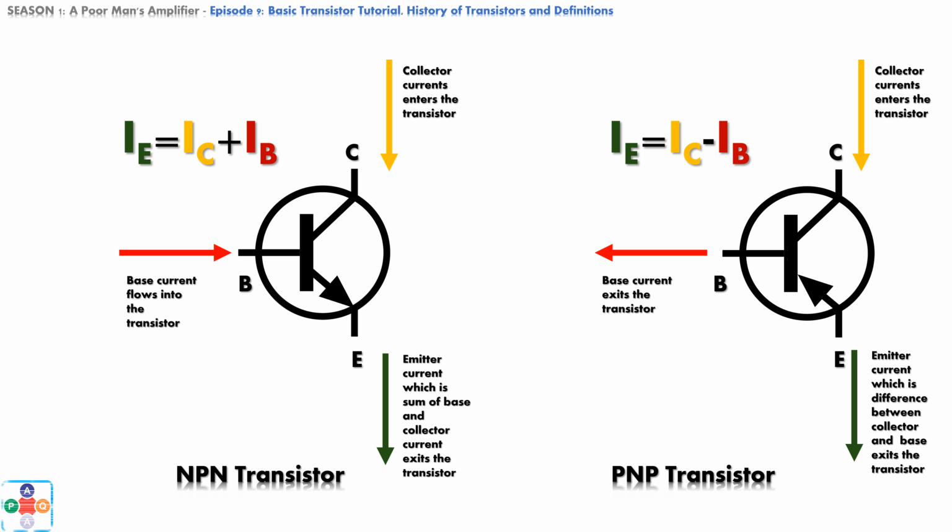The direction of base current is the single most important factor separating NPN from PNP transistors. Simply put, the base current adds with collector current for NPN transistors, and for PNP transistor, the base current is subtracted from the collector current. For both transistors, what remains is the emitter current.